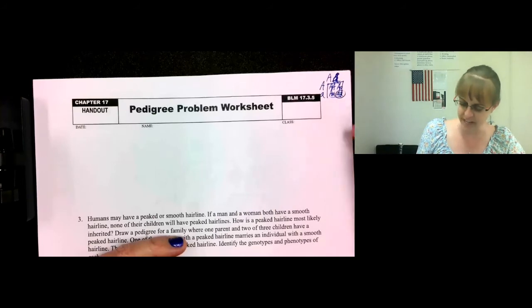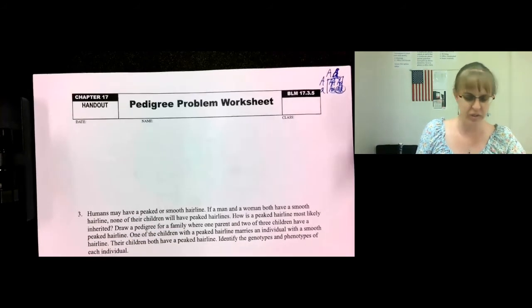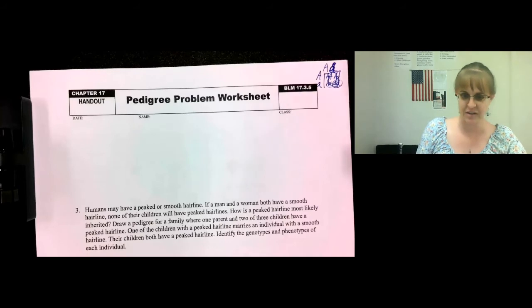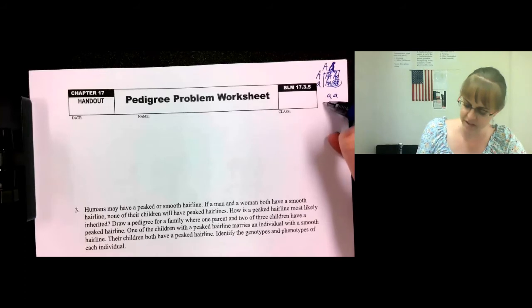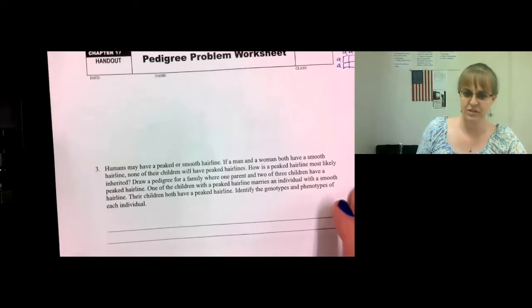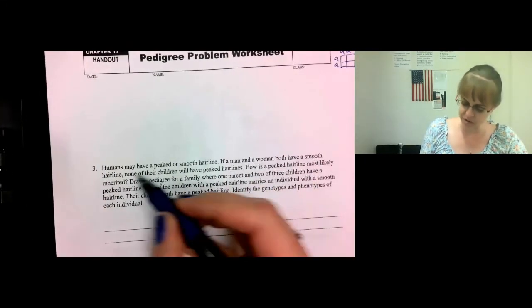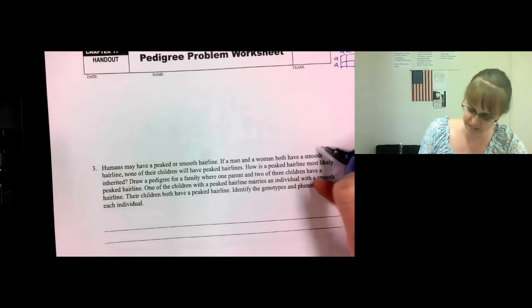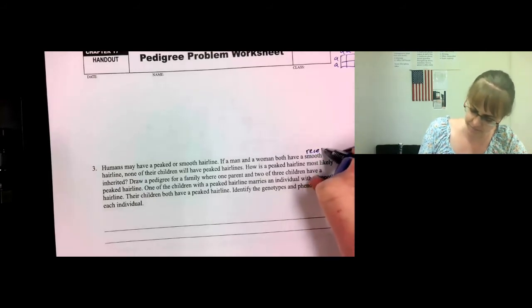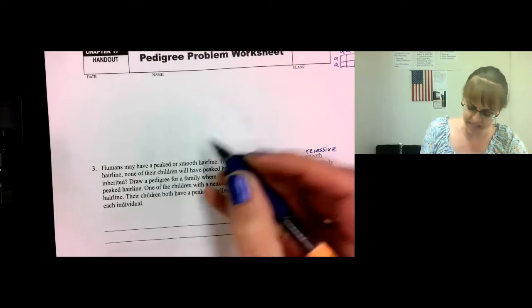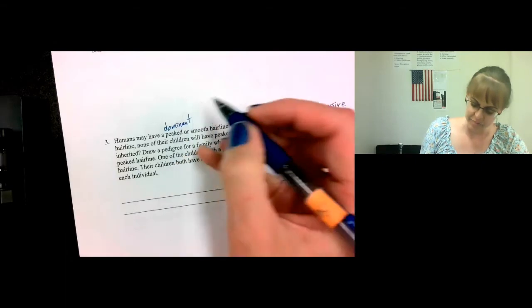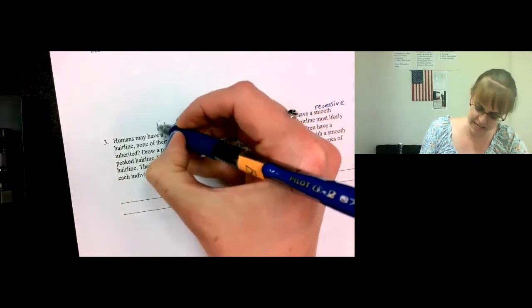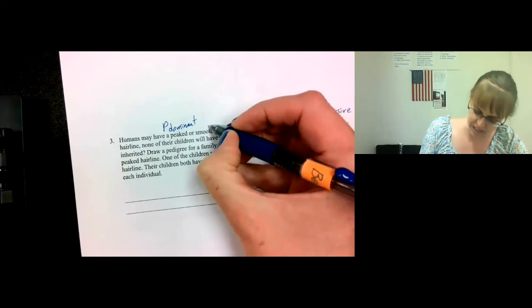there could be two lowercase a's, so it looks like this can't be dominant because they could have a peaked or a smooth hairline. So if it's recessive, then every single one will be recessive. So if the smooth hairline must be the recessive, then a peaked hairline must be dominant. Then the peaked hairline, a capital P, and then the smooth hairline will be a lowercase p.